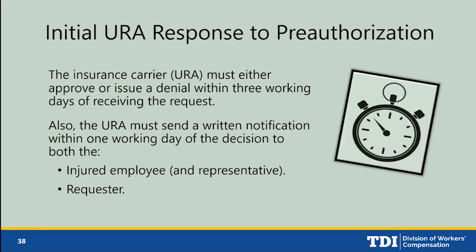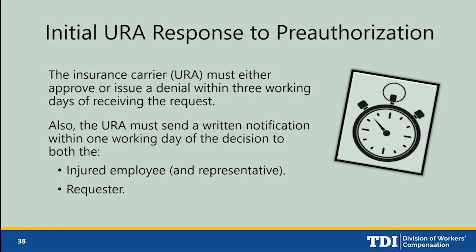So let's go through the initial response from the utilization review agent. That means the first response. The utilization review agent should issue the requester, whoever requested it, a denial or an approval within 3 working days of receiving the request. If you submit the request on a Friday, the first working day is going to be Monday. The next working day will be day 1. Also, keep in mind, it's not 72 hours. It is 3 working days of when they receive that request.